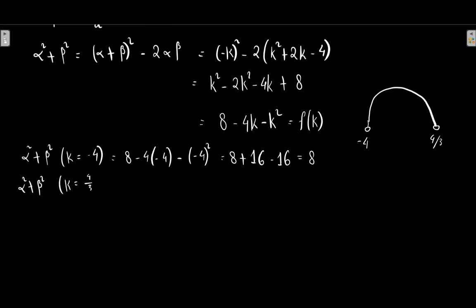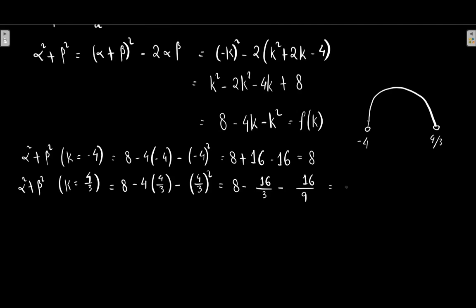is 4 upon 3. Okay, so this gives us 8 minus 4 times 4 upon 3 minus 4 upon 3 square. We've just plugged the value of k in this alpha square plus beta square expression. Okay, so this becomes 8 minus 16 upon 3 minus 16 upon 9.